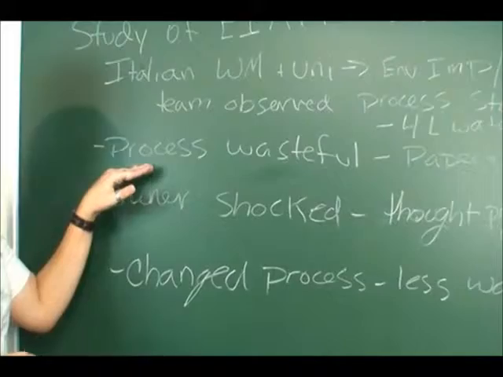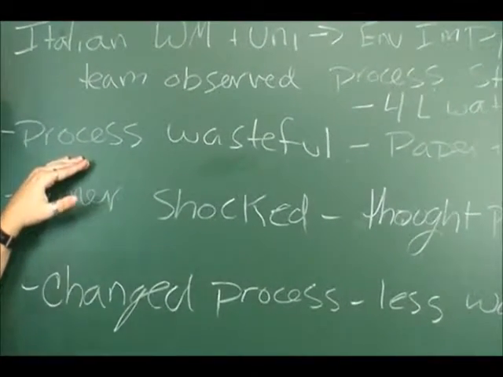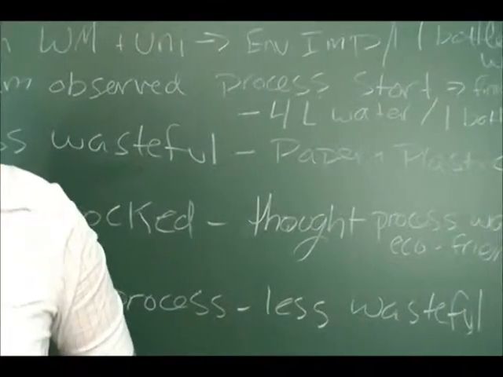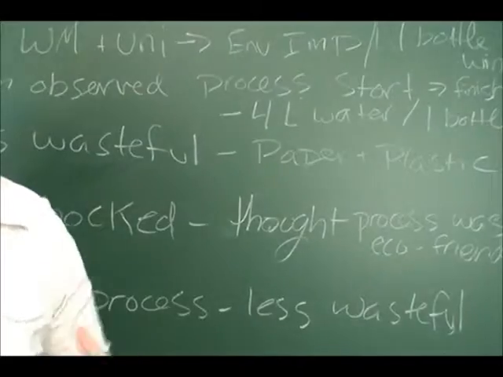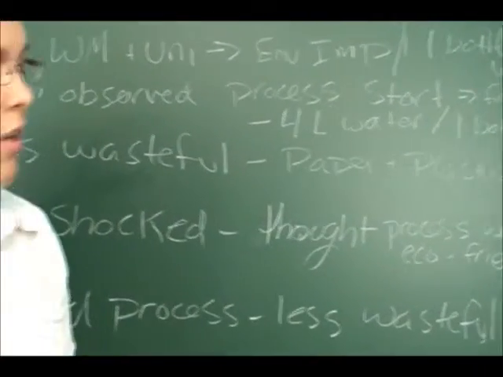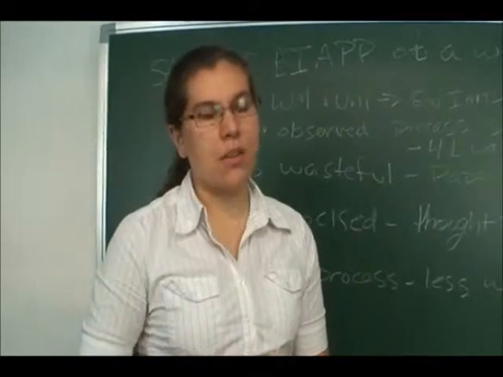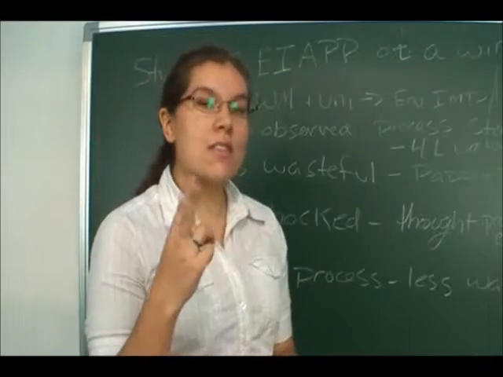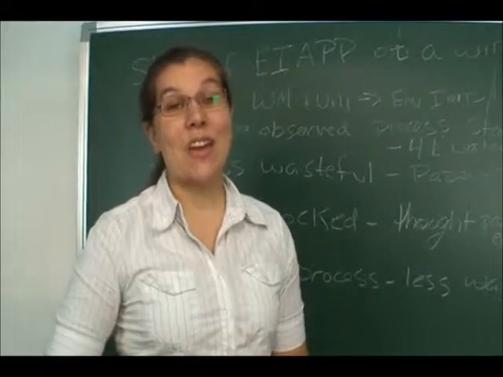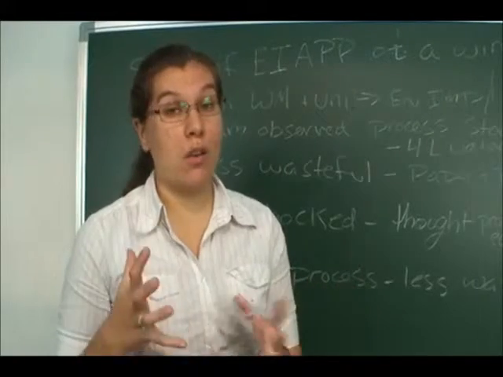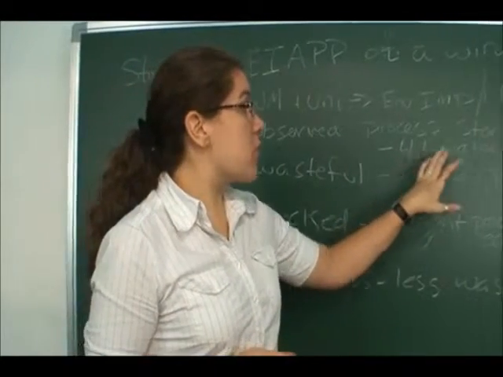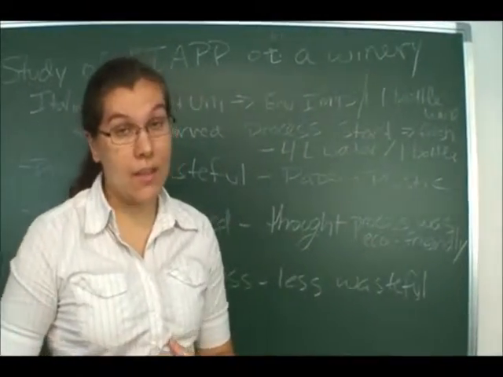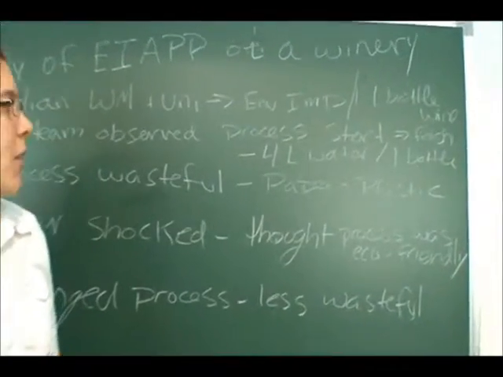And they found that the process of making wine was incredibly wasteful, which means that there was a lot of extra stuff being created that wasn't used. Lots of garbage, or lots of water being wasted, or energy being wasted, electricity being wasted that wasn't necessary. And he gives us 2 examples of things that are wasteful about producing one bottle of wine. And that is 4 liters of water are wasted for only 1 bottle of wine. That's a 4-to-1 ratio. That is not a good ratio.